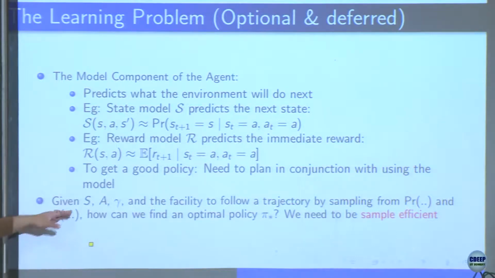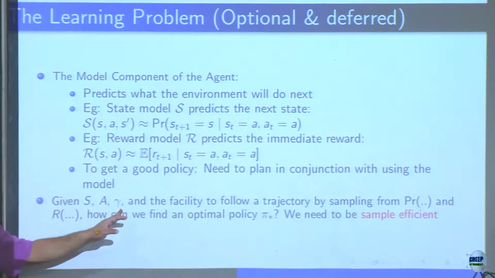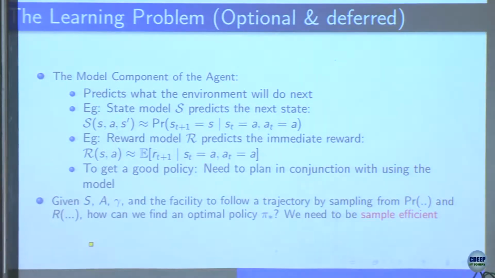So given S, A set of actions, gamma the discount factor, and the facility to follow a trajectory by sampling from the probability distribution and reward distribution, how can we find an optimal policy? Here you need to sample from the possible P's and the R's. You need to sample from them efficiently, you need to search that space efficiently. So this is learning a model, this is the learning problem.